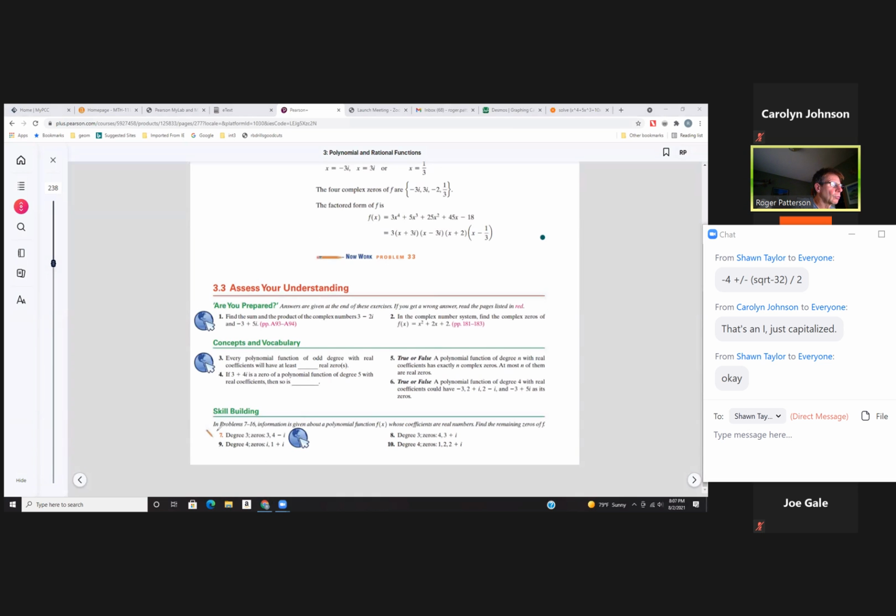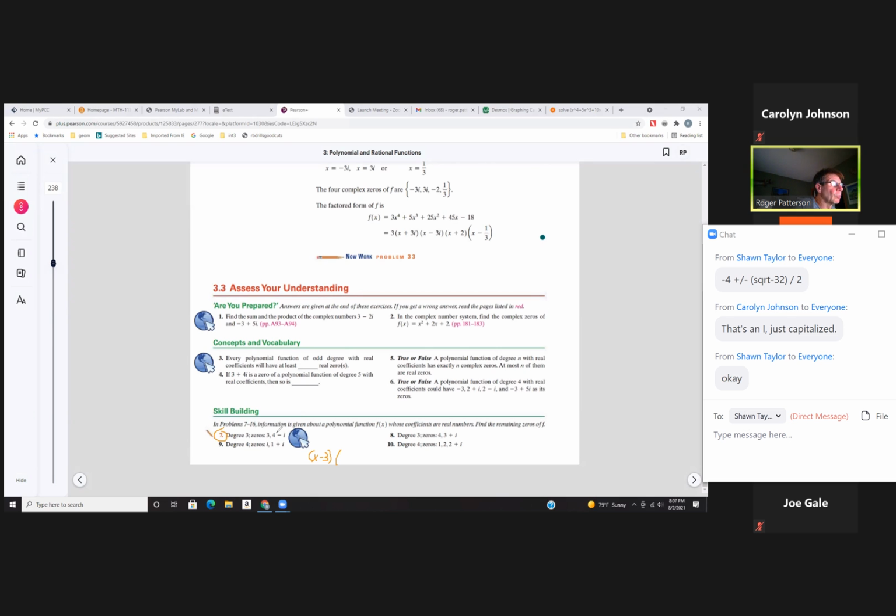Right here. It says the degree is 3. One of the zeros is 3, and the other is 4 minus i. I'll just put it down here to write it. So I'm going to write it in factored form. So I know that x minus 3, because the x-intercept is 3, so there's that opposite idea, parentheses.